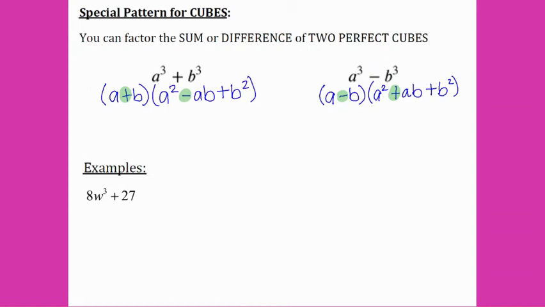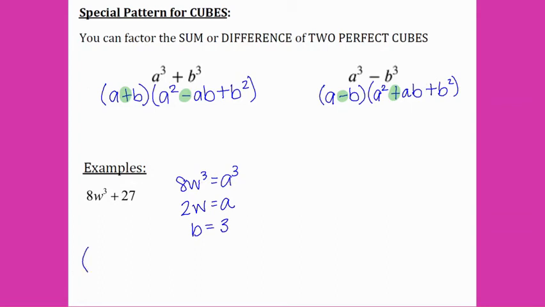So let's look at an example. We have 8w cubed plus 27. So that's what our a cubed is, which means 2w would be our a, because 2 cubed gives us 8, and w to the third gives us w cubed. Our b would be 3, because 3 cubed is 27.